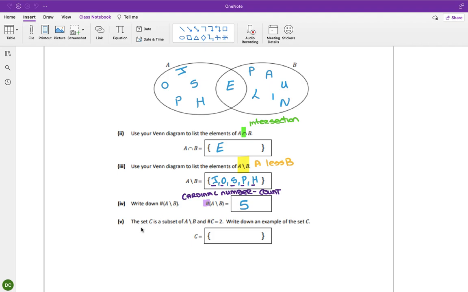And the set C is a subset of A less B. Okay, so it's a subset of this one. And the cardinal number is 2, which means there's only 2 elements in it. Write down an example. So basically any example of 2 letters taken from that set there. So S and P, H and P, J and O, J and S, J and H, O and P, O and S, O and H, any of them. Once it has 2 elements, because it says the cardinal number is 2 and that it comes from J, O, S, P or H.